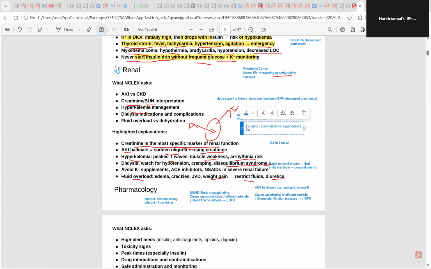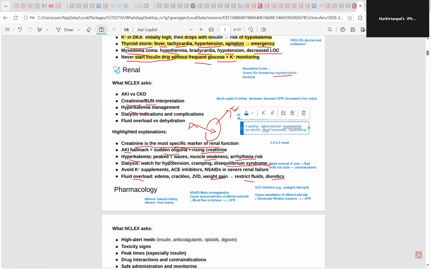If it is a loop diuretic, what should we monitor? For a loop diuretic, for example Lasix or furosemide, we monitor for hypokalemia. Understood? This is also very important. For spironolactone we monitor for hyperkalemia. Why? Because urine output is increasing, but the potassium is sparing. It can lead to accumulation of potassium in the blood.